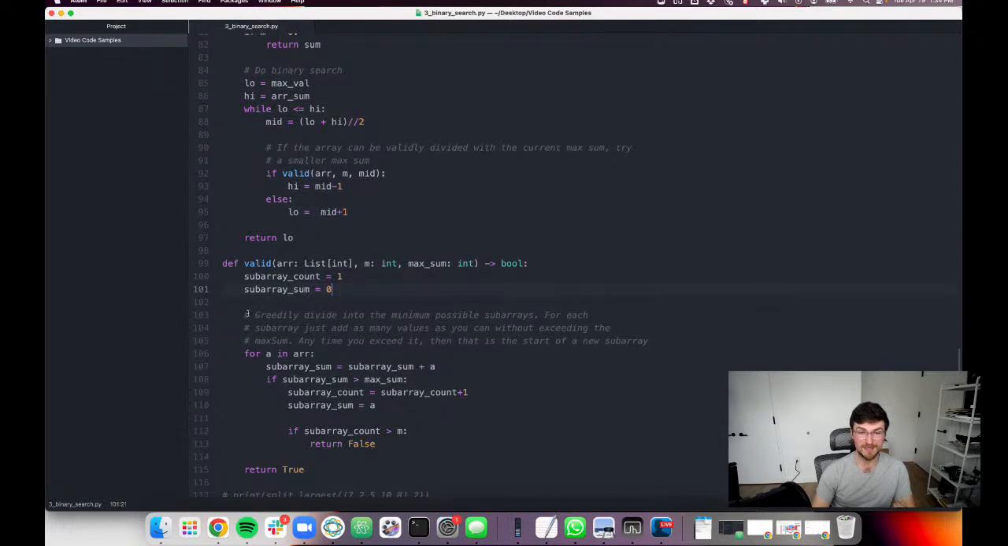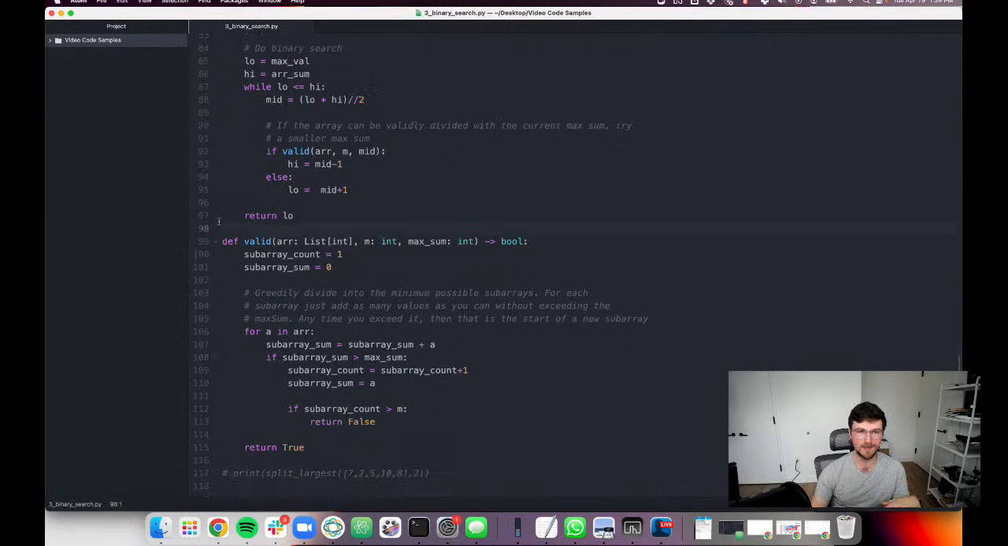And what I'm going to do is, again, I'm just going to greedily divide this. So I'm going to iterate through and I'm going to say, can I add this to my current subarray? And if not, I reset and create a new subarray. And I just need to find a true or false value. So I'm not going to go through this code in detail, but you can pause the video here and walk through it and understand how this works.